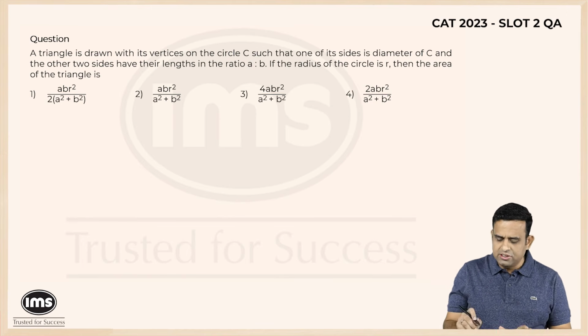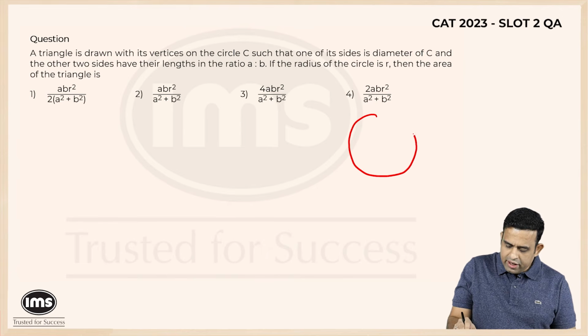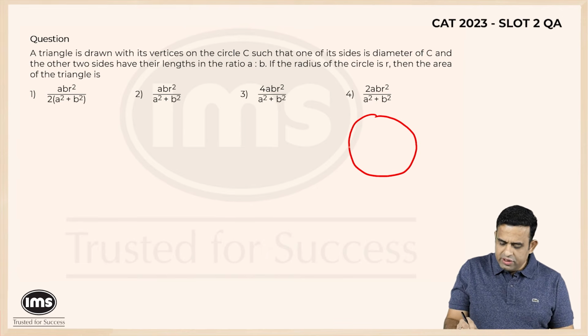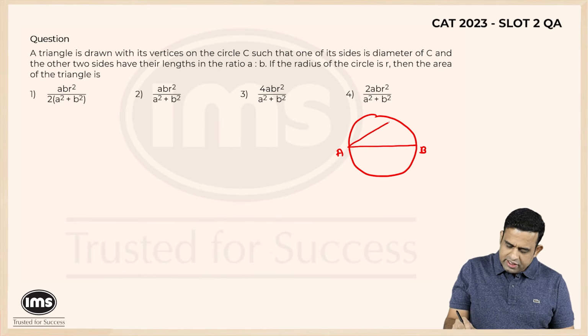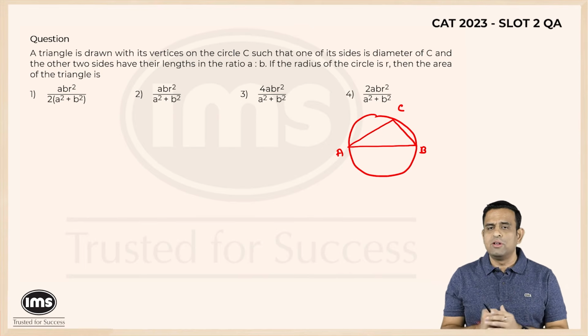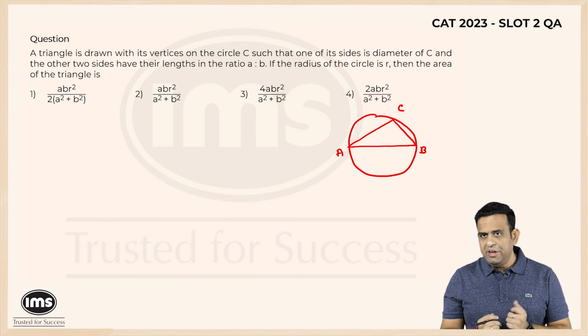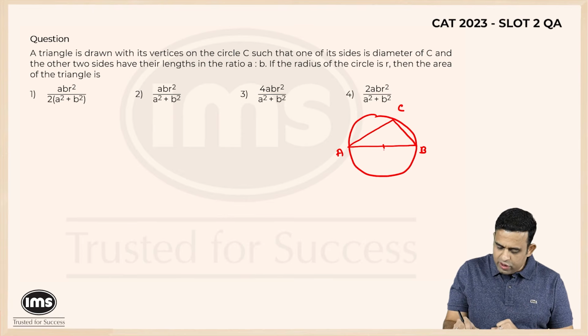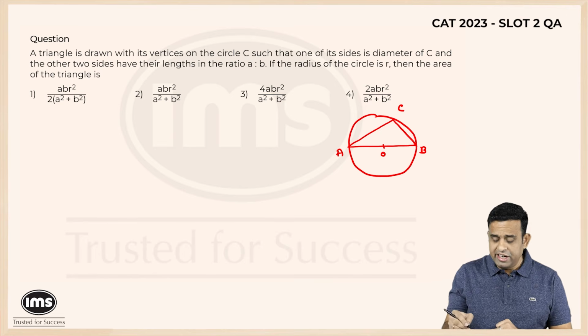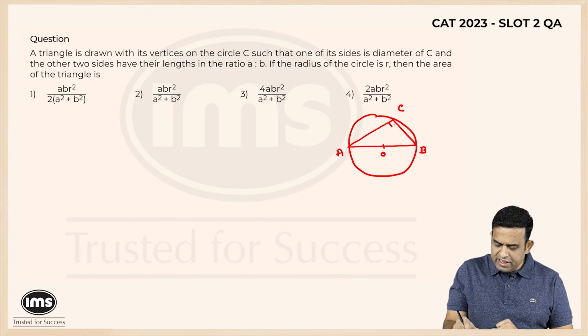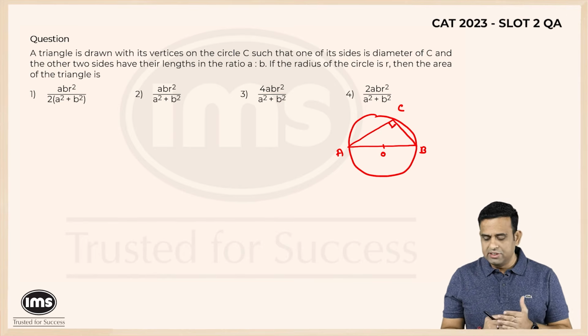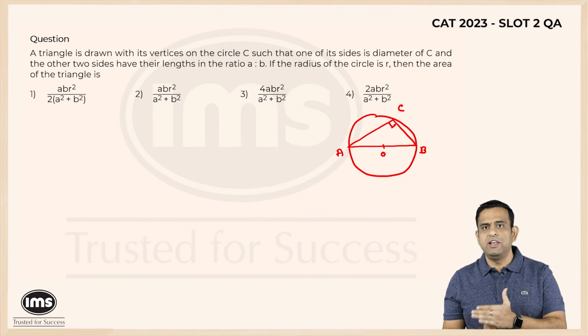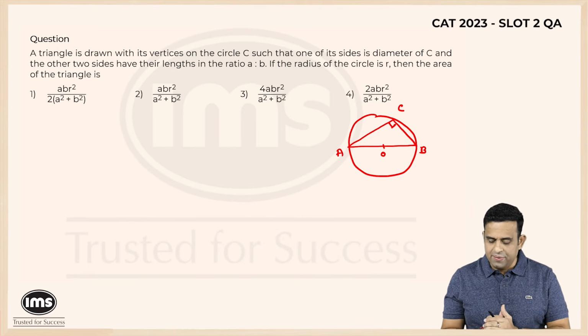So again, let's construct a rough circle. And one of the sides of the triangle happens to be the diameter. Suppose I call this A, B, and this is, let's say, C. So please note all three vertices need to be on the circle. Now since AB is the diameter, and suppose I call the center of the circle O, then this angle ACB has to be 90 degrees since AB is the diameter. Angle in a semicircle happens to be a right angle.